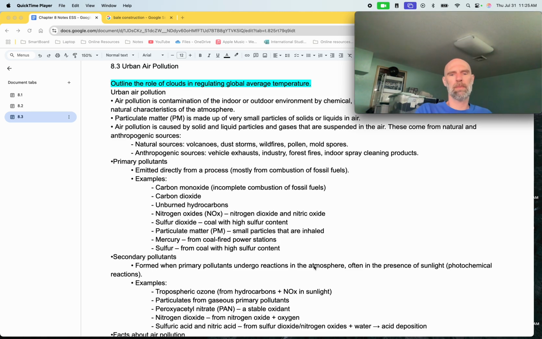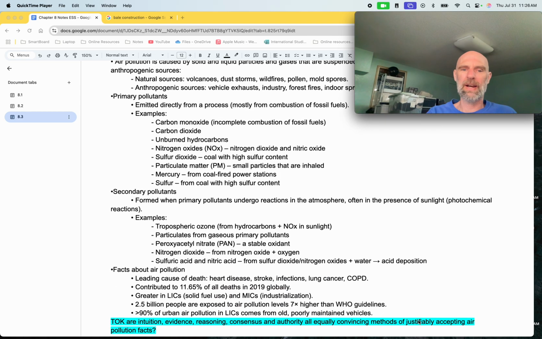Nitrogen dioxide from nitrogen oxides plus another oxygen added onto it will form your nitrogen dioxide. Sulfuric acid and nitric acid, these from sulfur dioxide, nitrogen oxides plus water equal acid deposition. So, yep, acid rain, baby, right there. All that good stuff. So, facts about air pollution.